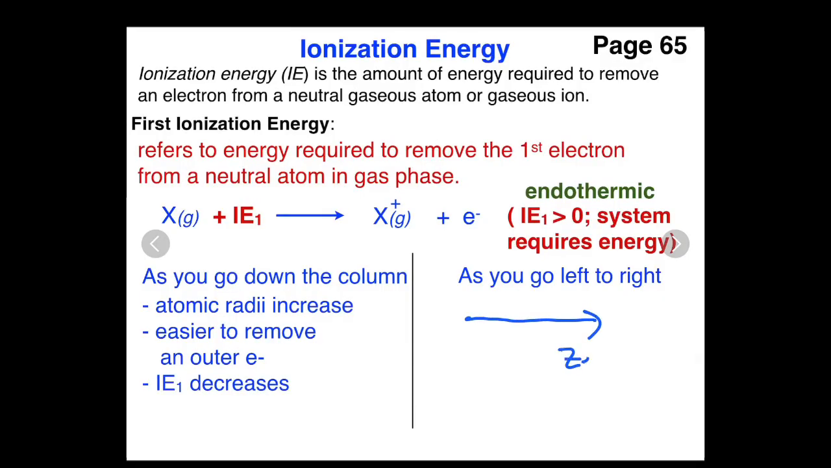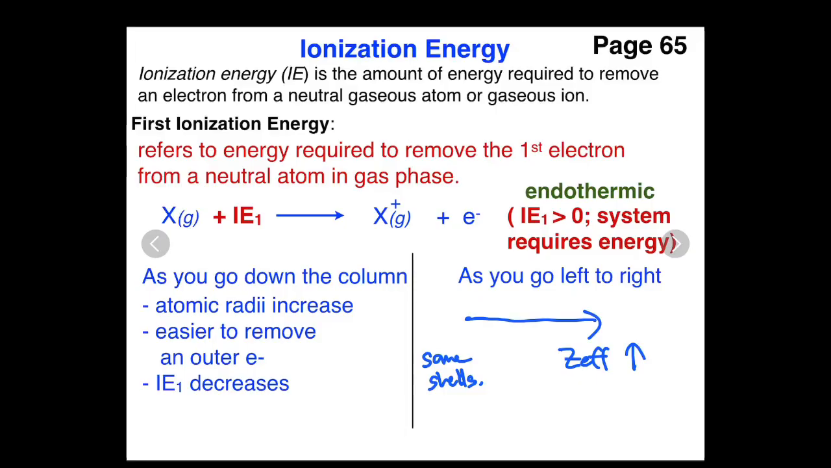Okay, so effective nuclear charge going from left to right will increase if you are looking at the same number of energy shells. As the effective nuclear charge increases, the outer electron is going to experience a stronger attractive force between nucleus and electron. Therefore, with a higher effective nuclear charge, the atom experiences a stronger attraction force, so it's going to be harder to remove an electron.